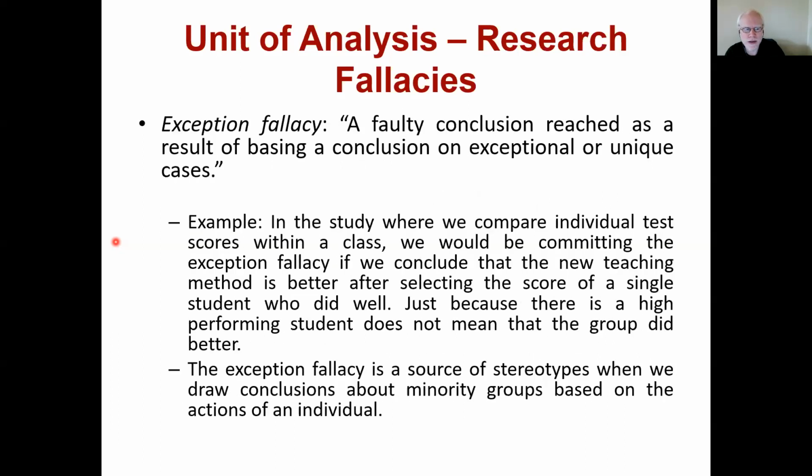The flip side to it is the exception fallacy. It's a faulty conclusion reached as a result of basing a conclusion on exceptional or unique cases. So in a study where we compare individual test scores within the class, we'd be committing the exception fallacy if we conclude that the new teaching method is good after selecting the score of a single student who did well. Just because there's a high-performing student doesn't mean that the group did well, right?